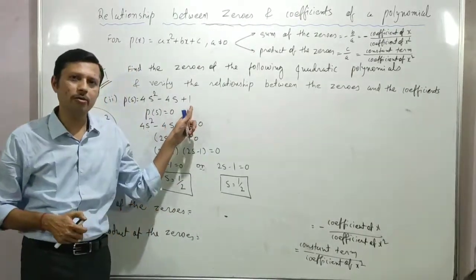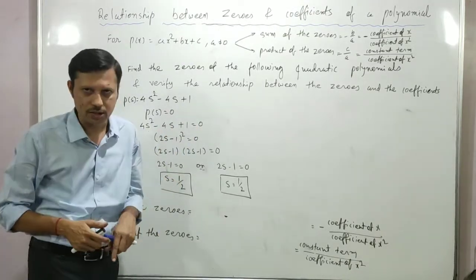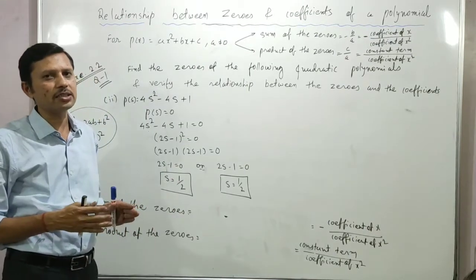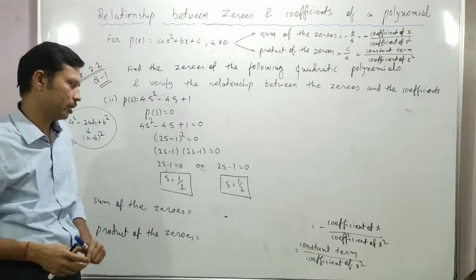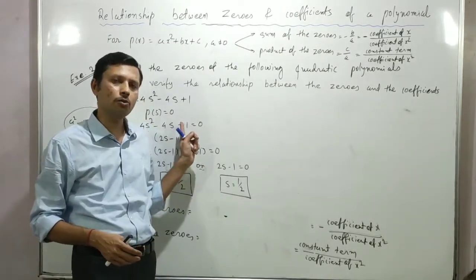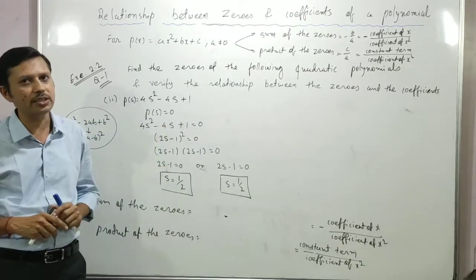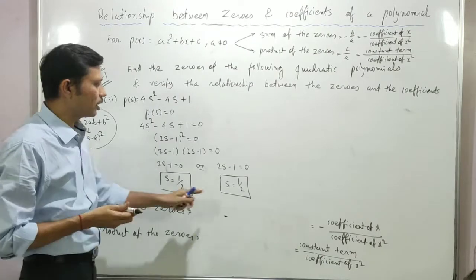The graph of the quadratic polynomial is a parabola, upwards or downwards, and it can intersect with the x-axis either in 2 points, or in 1 point, or in no point, right? So here both the zeros are same. That means the graph of this quadratic polynomial will intersect with the x-axis in only 1 point. Okay. Now see, these are the two zeros.